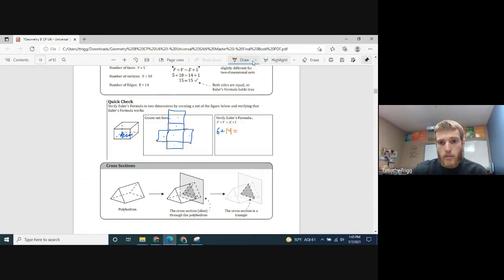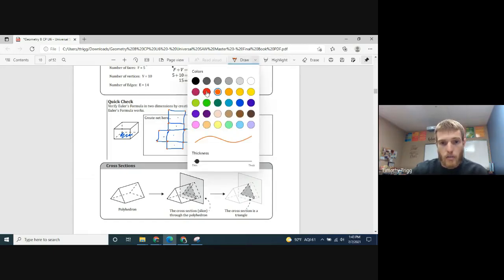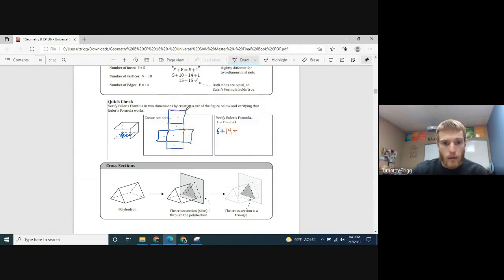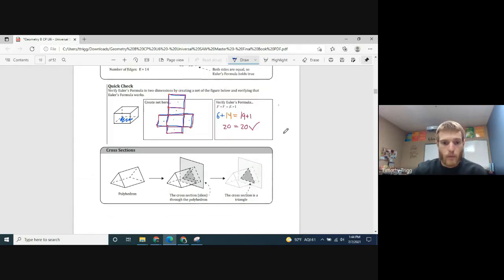Equals, and now let's do the edges. So the edges, let's go ahead and mark those purple here. 1, 2, 3, 4, 5, 6, 7. Make sure not to double count. 8, 9, 10, 11, 12, 13, 14, 15, 16, 17, 18, 19. 19 edges, and then there's a +1 over here. And we know this is good because 6 + 14 is 20, and 19 + 1 is also 20, so that checks out. So that's how we know we did our net correctly, is if the Euler formula does indeed play out correctly. Okay.